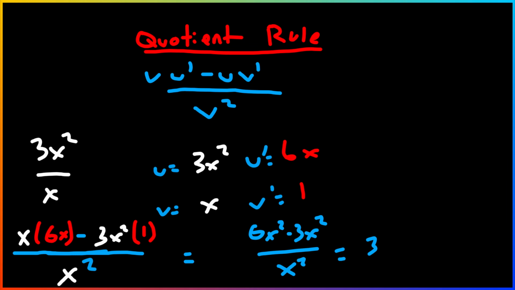Let's say you're given a situation in which you have 3x squared over x. So the u in this situation is going to be the numerator, or 3x squared, and the v is going to be the denominator, which is x. u prime is going to turn into 6x, and v prime is going to be 1. And when you do low d high minus high d low all over low squared, you're eventually going to get 6x squared minus 3x squared all over x squared, which will just simplify out to a nice even 3.